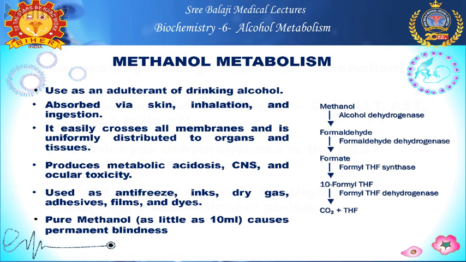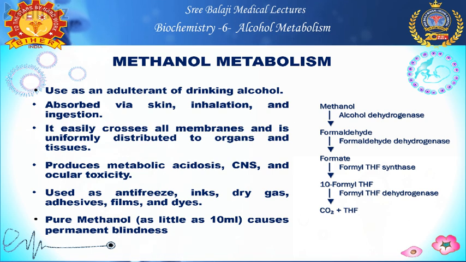Then let's move on to methanol metabolism. Methanol is used as an adulterant of drinking alcohol, and can be absorbed via skin, intestines and ingestion. It easily crosses all membranes and is uniformly distributed to the organs and tissues. So it will produce metabolic acidosis, CNS and ocular toxicity. Methanol can be used as antifreeze, in inks, dyes, dry gases, adhesives, and in films as well. Pure methanol, as little as 10 ml, can cause permanent blindness.